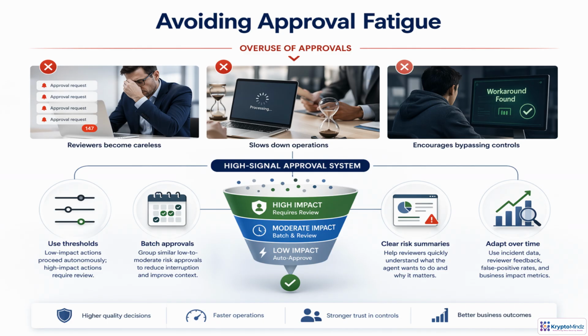Batch similar moderate-risk requests, so reviewers have context instead of constant interruptions. Give each request a clear risk summary: what the agent wants, why it wants it, and what could happen. Then tune the policy using incidents, false positives, reviewer feedback, and business impact.